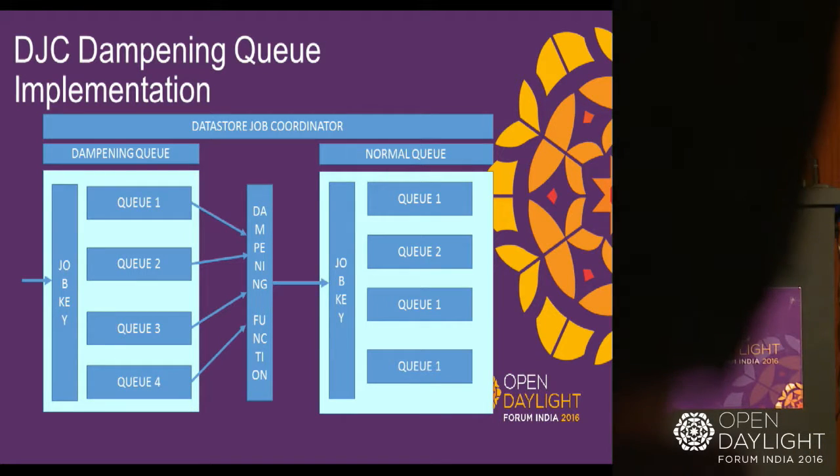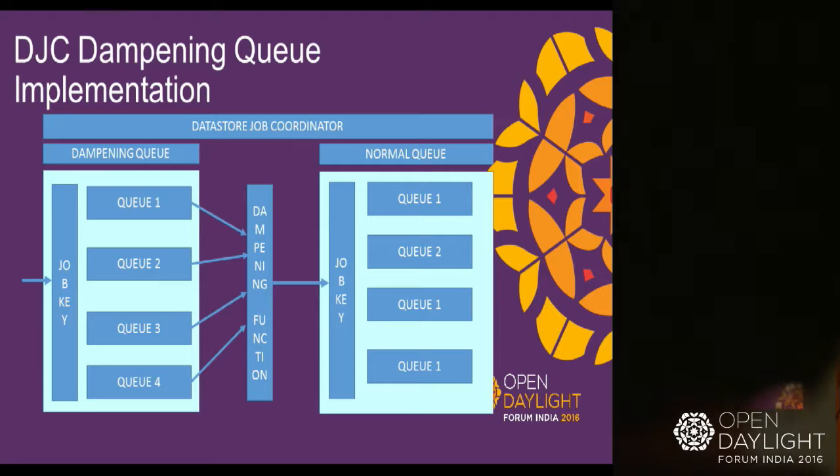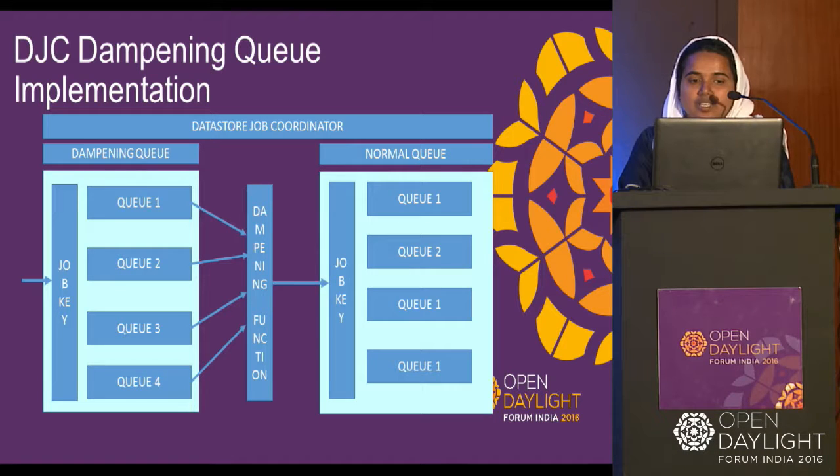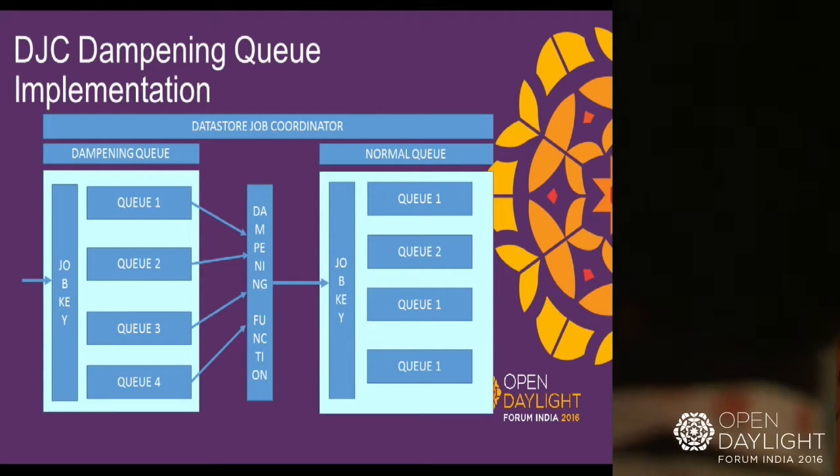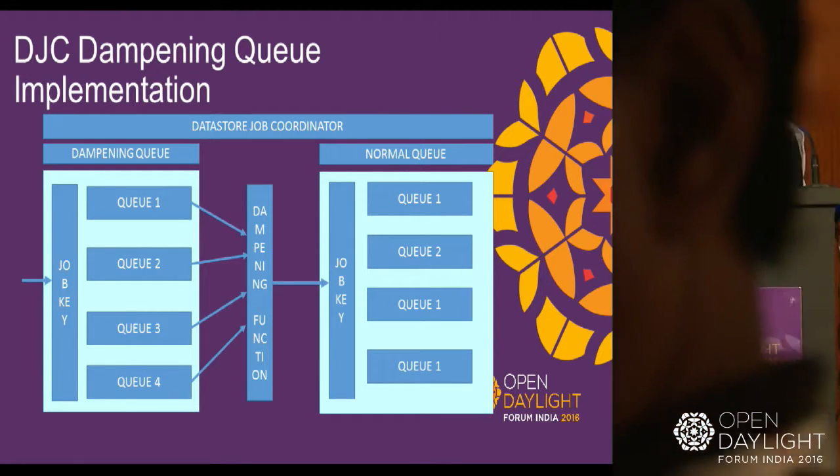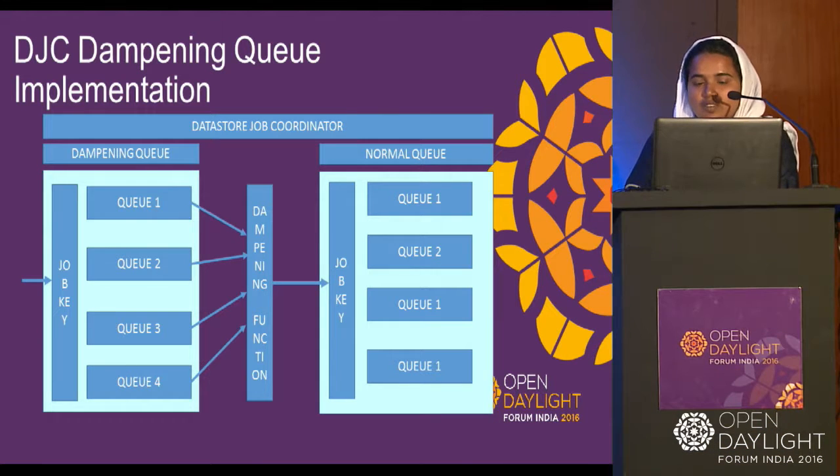Okay, so this was the proposed implementation. We will have the current queue in the Datastore Job Coordinator. If you see, there is job key based queuing, so each queue will have jobs based on the same key. That is, whatever is to be processed sequentially will be part of the same queue. Now we are adding a dampening queue before this with a dampening function implementation, so only whatever survives this dampening function will go to the actual job queue.